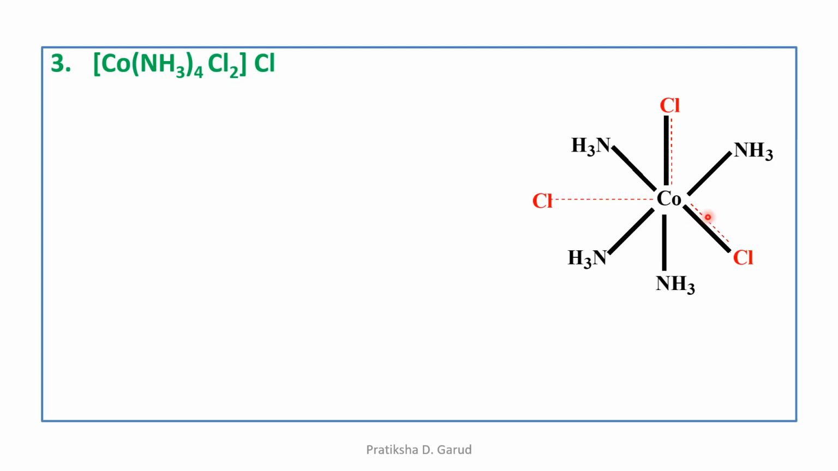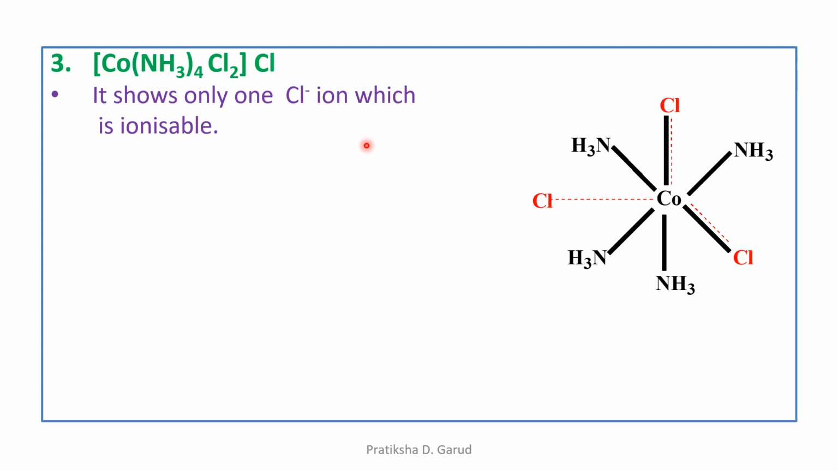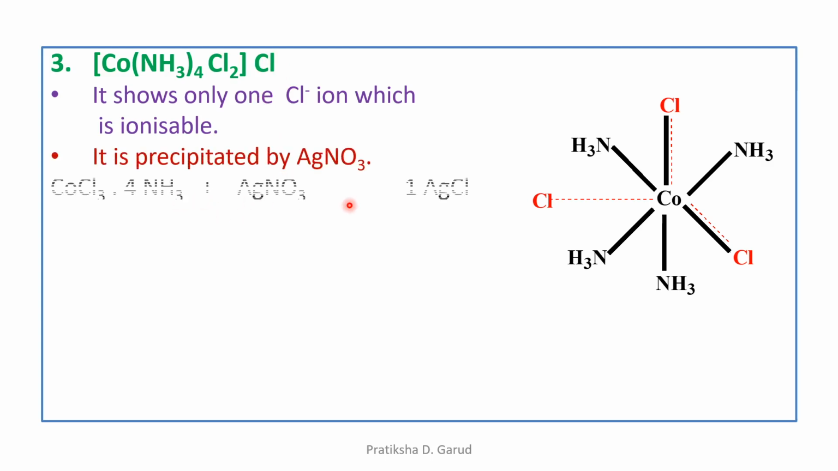That means they are directly bonded to the central metal atom cobalt, hence they are non-ionizable, and as they are non-ionizable, they will not be precipitated by the silver nitrate. So let's explain this. We can say that it shows only one Cl minus ion which is ionizable. Why is it ionizable? Because it is present outside the square bracket. That means the primary valency. So it is precipitated by the silver nitrate.